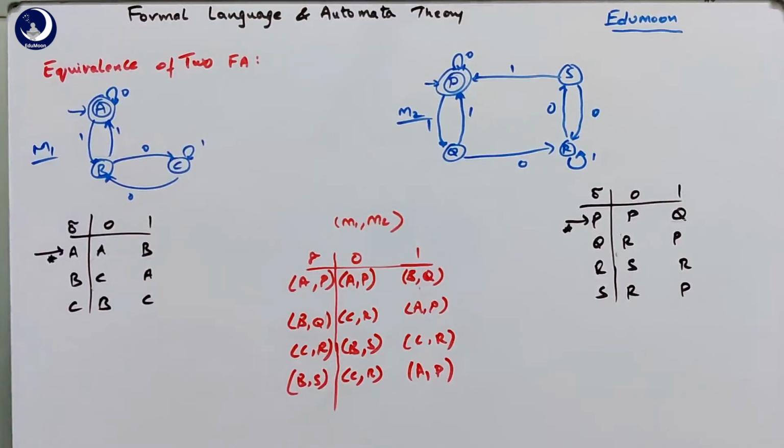Like we didn't check the combination of AQ, AR and AS, because A is only paired with P, and B is paired with Q and S, and C is paired with R only. So from the table there are no new pairs generated, so we don't need to check them.